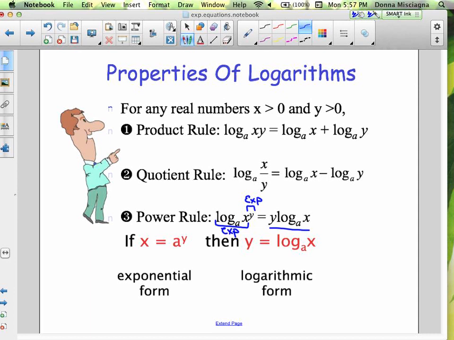Also, in this series of lessons, we're going to have to rewrite equations from logarithmic form to exponential form. So just remember that there's our base on the exponential. Here's our base on the log. This is the exponent on the exponential. Our log equals the exponent for the log equations.